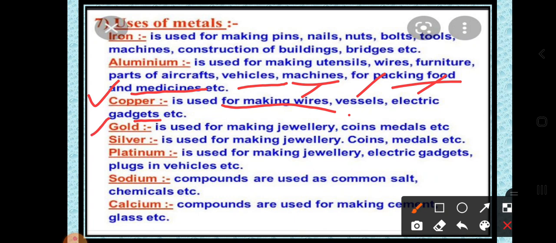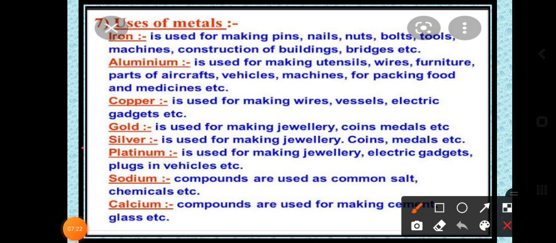What about gold? Usually where are we using gold? Because gold is too costly, it is used for making only jewelries. If people have faith, they pray to God, and whatever ornaments they want to donate to the temples, they donate there. But usually gold is used for making jewelries, coins, and medals. Because it is too costly, normal people cannot afford it.